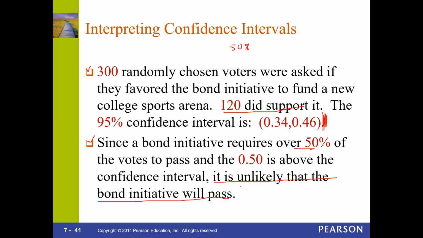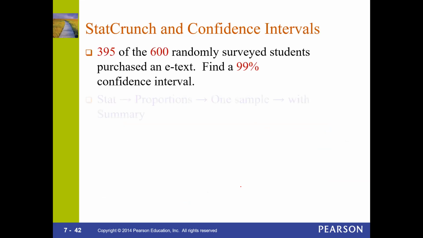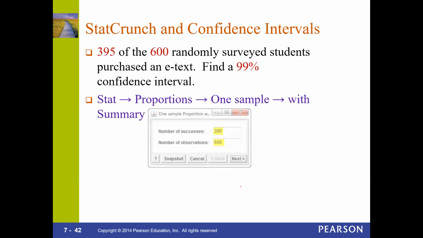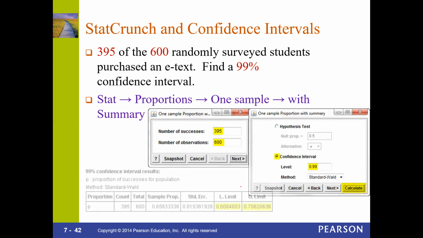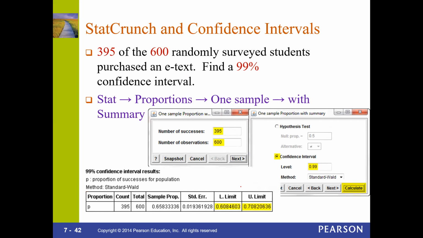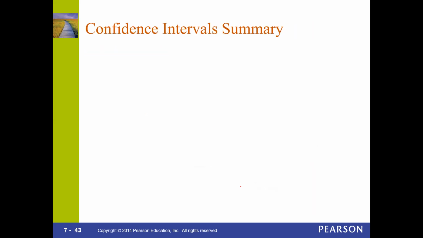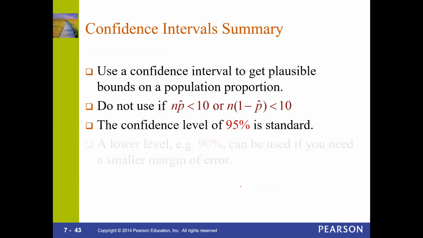Just like we did earlier to show how to use StatCrunch, you put in the numbers, you put in the confidence level that you want, and you calculate. Those are the steps I showed you earlier. This will give you the lower limit and the upper limit. So this is if you have to use StatCrunch, and then confidence interval summary, right here.